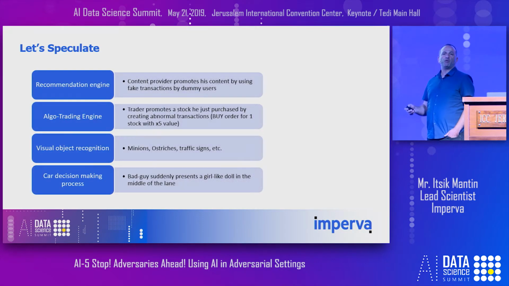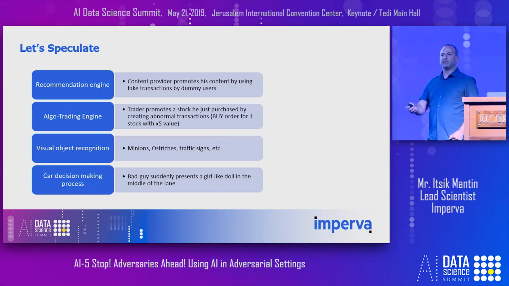So let's continue to speculate about where the risks of AI systems can be. Usually most of the examples that we see come from image processing, video processing and speech recognition. But actually any kind of AI that runs any kind of algorithm can be vulnerable to these kinds of attacks. You can think of a recommendation engine. There's always a content provider that wants to promote his content, and what he will do for that is use fake transactions by dummy users, aka bots.